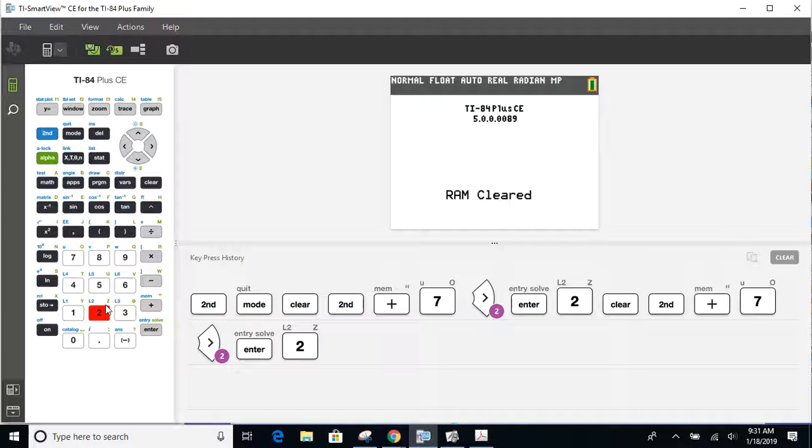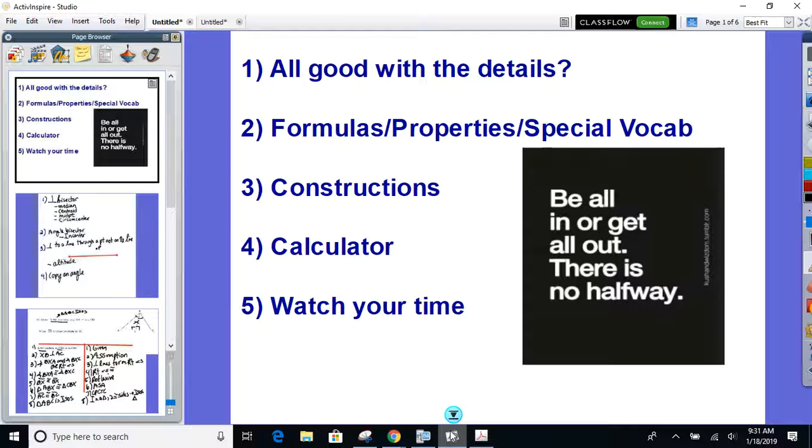No extra calculators being brought to the exam. If you need to borrow one, you guys know the deal. And then watch your time. You only have 2 hours. This test is not designed to go over 2 hours, but you have 2 hours. So please do not spend 15, 20 minutes on one question because you're not sure how to do it.